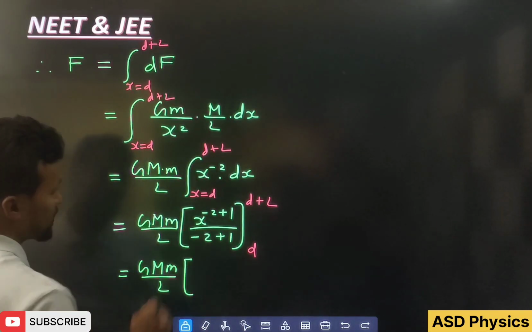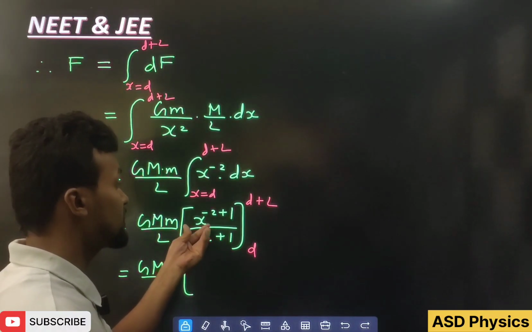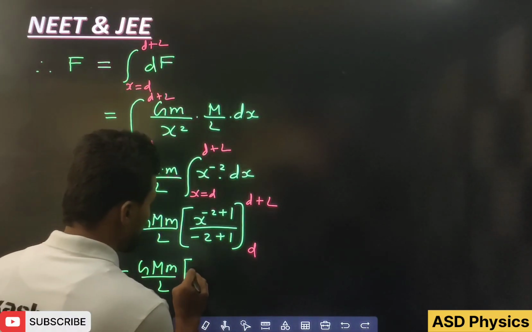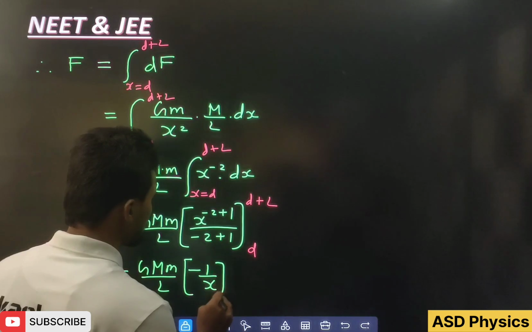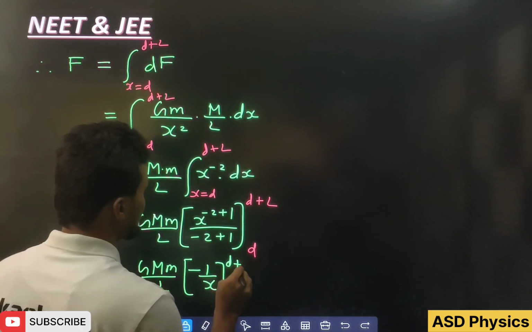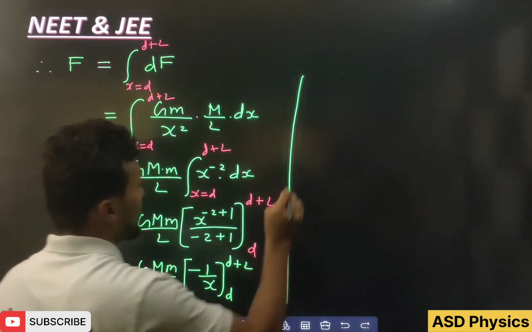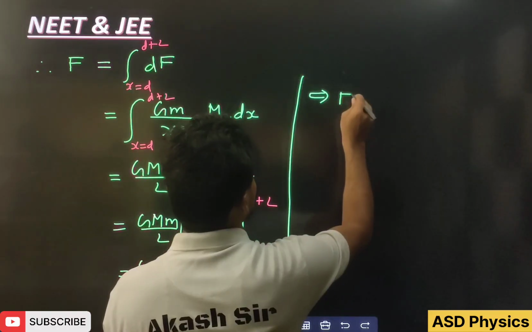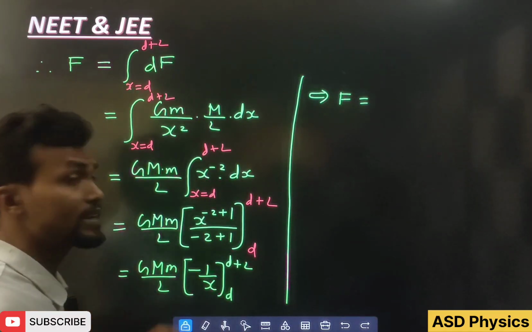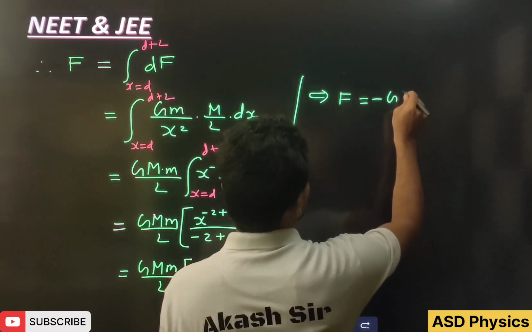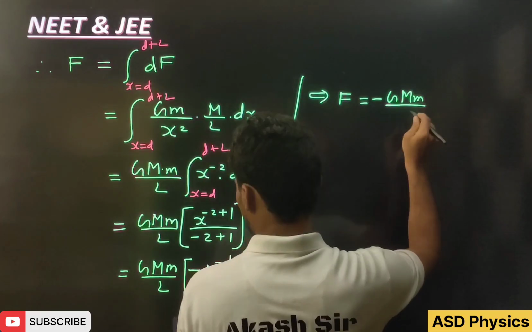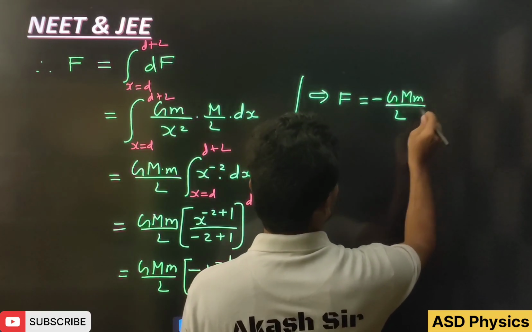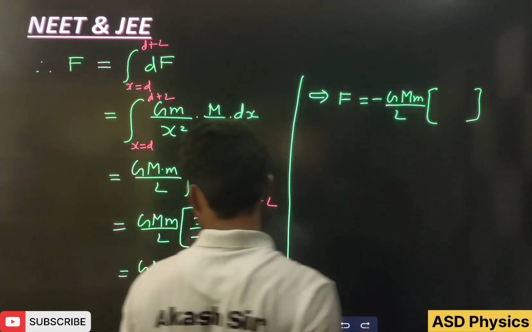Okay, so now after that we write here, kindly see, G capital M is small m by L, and what will this become here? It will become x to the power minus 1 by minus 1. So when you simplify this, we can write here minus 1 by x from d to d plus L. Okay, after that what can we write here? Kindly see here. Now F equal to, I have taken minus outside. Now, so see, minus G capital M is small m by L. Okay, and now it will be just like 1 by x.